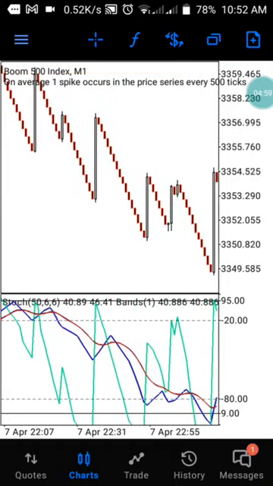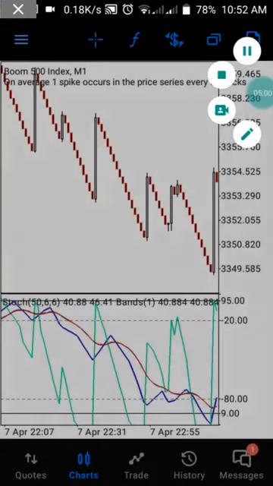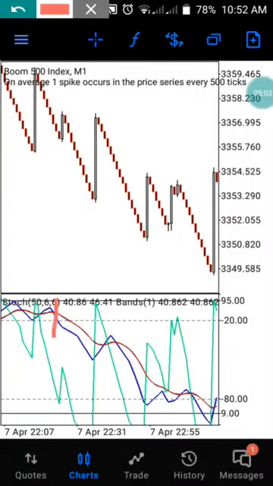Anytime it keeps on crossing, it works. No matter how small it's going to be, it still works. No matter how much it's going to be, it's still going to work. At this particular time, it still works. So that's exactly how it works in Boom 500.